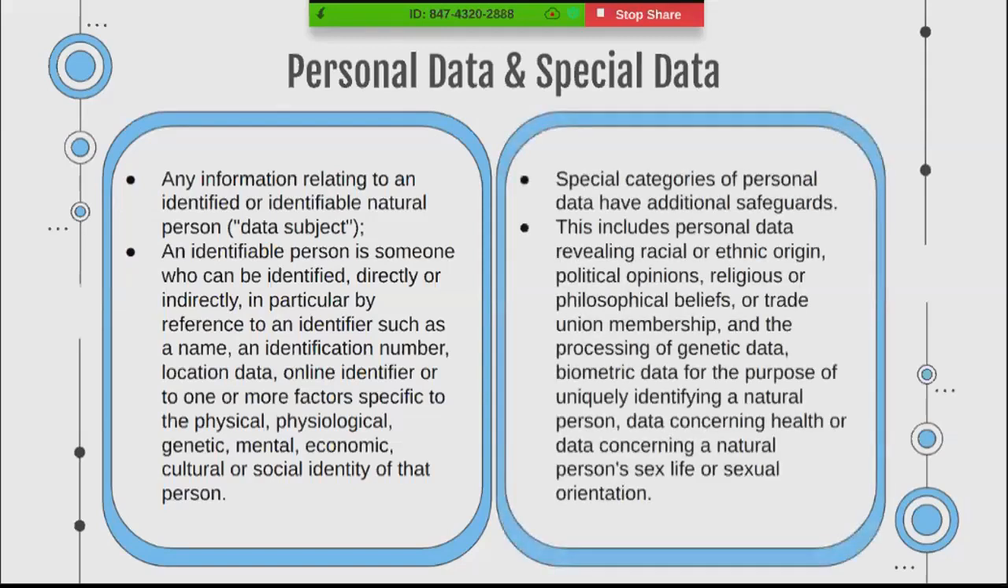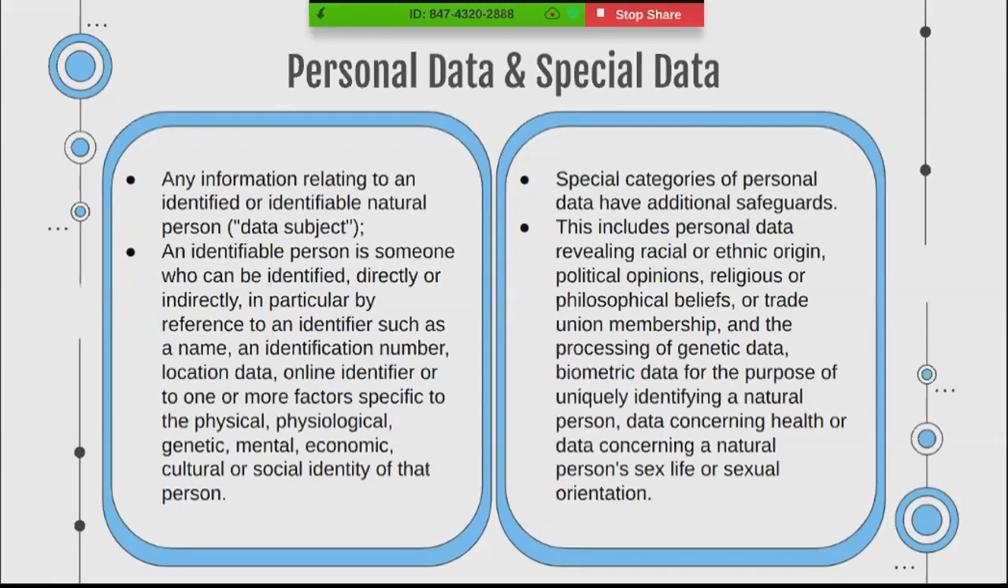Whereas special data, so special categories of personal data, have additional safeguards. This includes personal data revealing racial or ethnic origin, political opinions, religious or philosophical beliefs, or trade union membership, and the processing of genetic data, biometric data, for the purpose of uniquely identifying a natural person, data concerning health, or data concerning a natural person's sex life or sexual orientation.